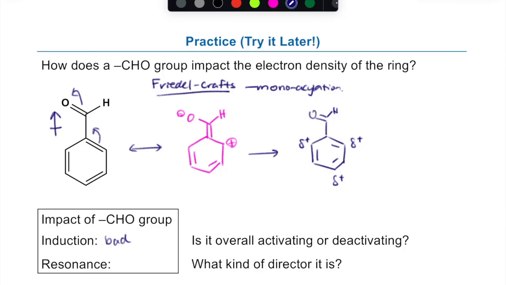So just likewise with the other meta-directors, this is going to be a meta-director just because of all the positions, meta is the least bad. So they're all bad, but meta is the least bad. So overall, it is deactivating, and it is a meta-director.